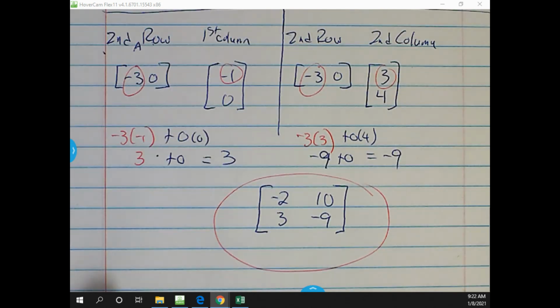Now again, you could flip this thing around. They could also ask you to find B times A, and it should give you a different answer because you're going to do a different order of things. But for this one, we're just going to worry about A times B because they're both a 2 by 2 matrix, so it's really easy to see, really straightforward when you look at it.